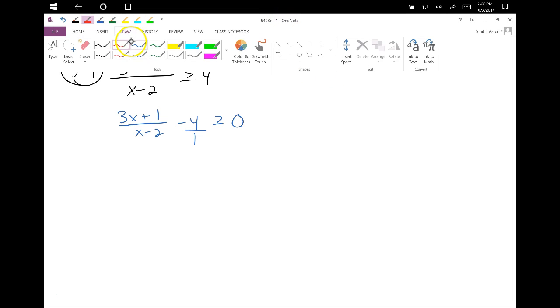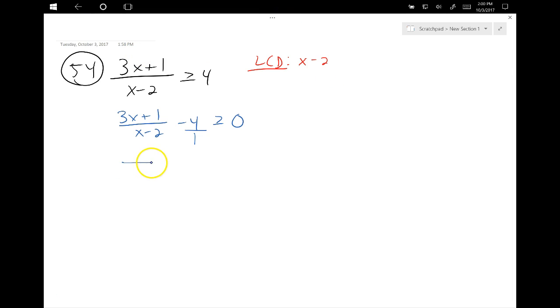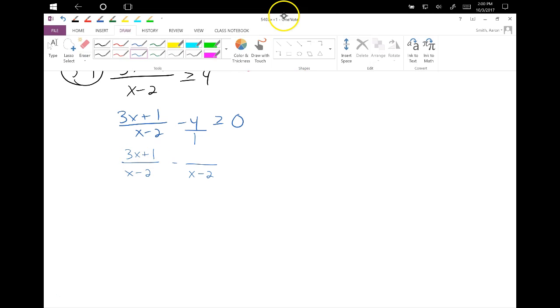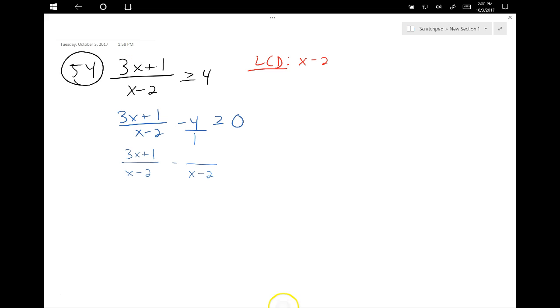So let me rewrite the left side with the least common denominator of x minus 2. Something over x minus 2 minus something over x minus 2. This first fraction already has the LCD, so I can leave it. But the second one needs an x minus 2, so 4 times (x minus 2). Now if I combine these, because they have the same denominator, 3x plus 1, distribute the negative 4, negative 4x plus 8 over x minus 2 greater than or equal to 0.